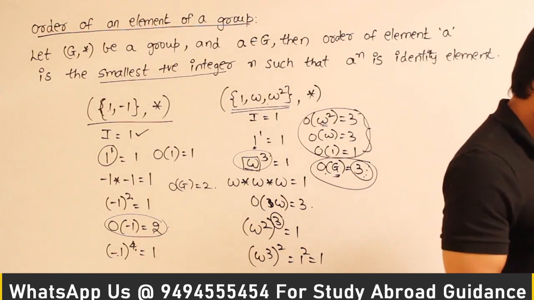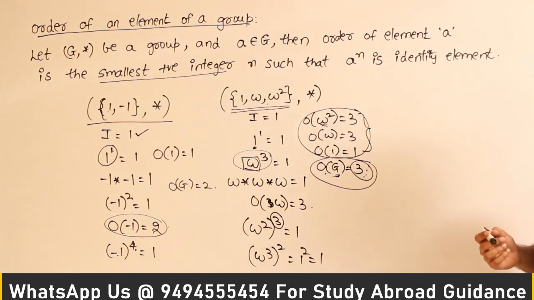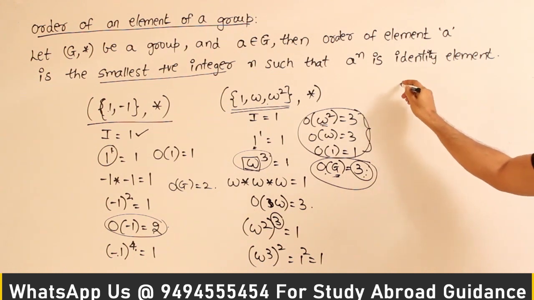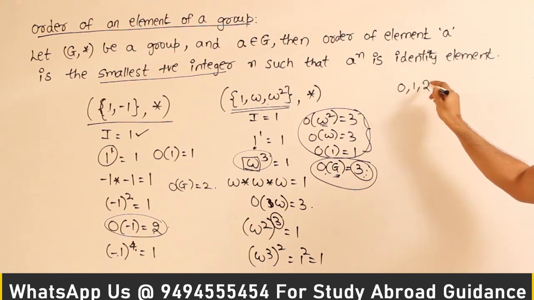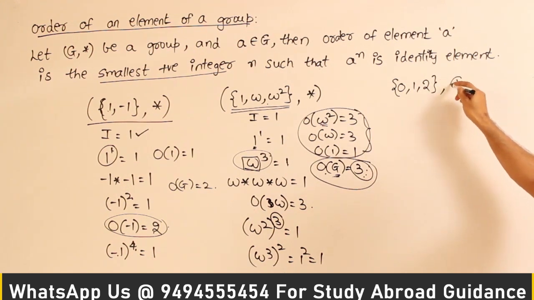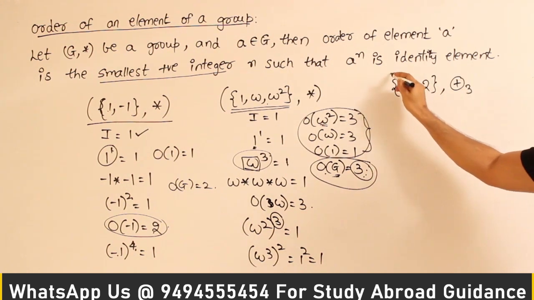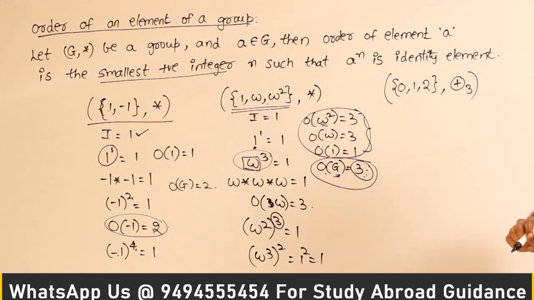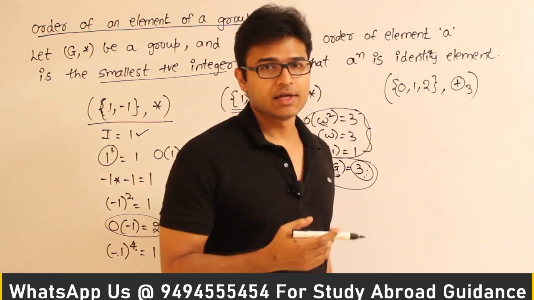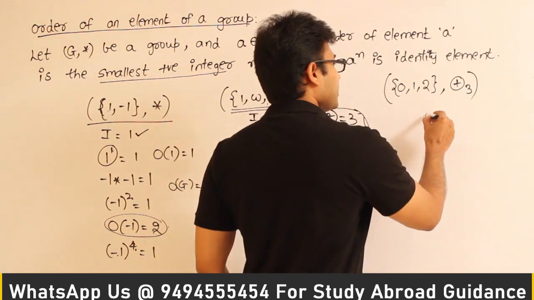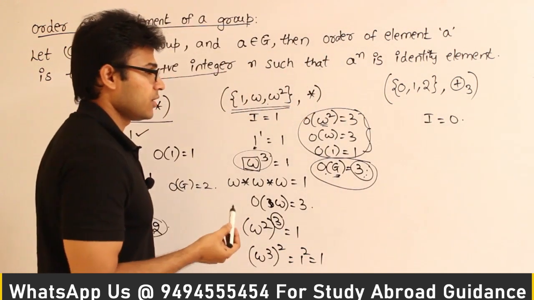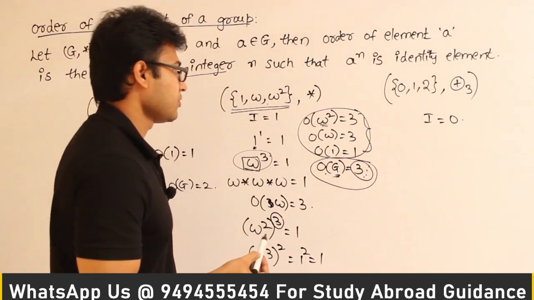Now we can take one more example if you want. Let us say {0, 1, ..., n-1} with addition modulo n. Let's say 0, 1, 2 are the elements of this set, and addition modulo 3 is the operation, then it is going to be a group. Now in this group you have the identity element. What is the identity element for addition? It is always 0, therefore the identity element is 0. So what is the order of each element? That is what we have to find out.